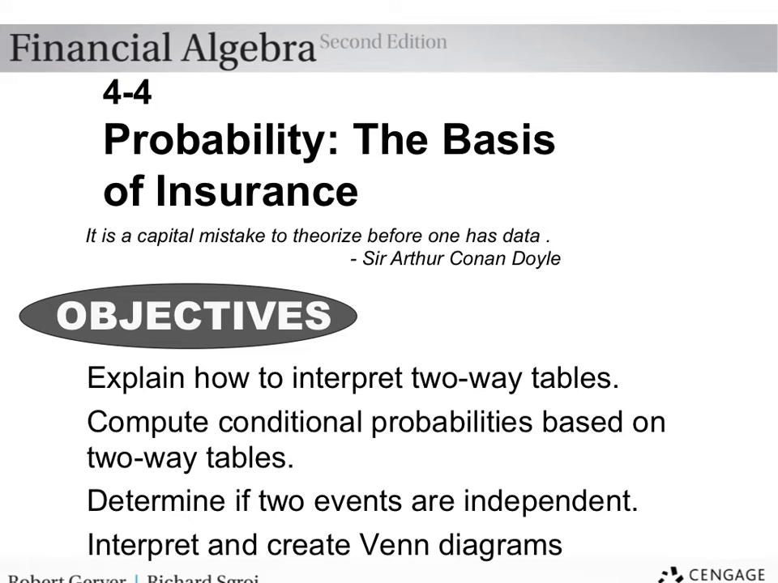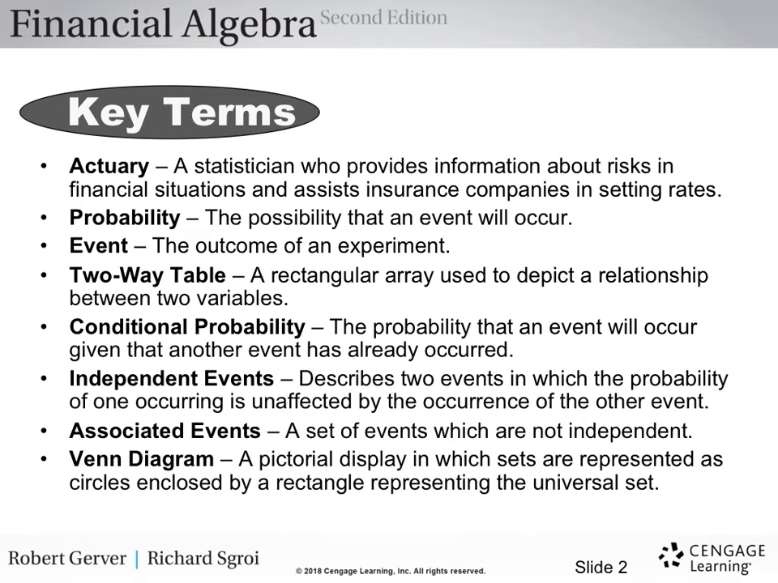The objectives in this lesson are to explain how to interpret two-way tables, to compute conditional probabilities based on two-way tables, to determine if two events are independent, and to interpret and create Venn diagrams. Again, there are a number of key terms that you need to know the definitions of in this lesson. Let's go over them. First of these is actuary.